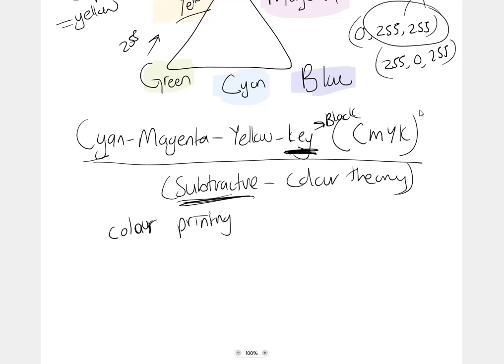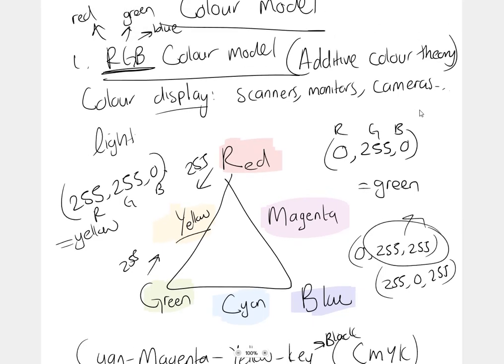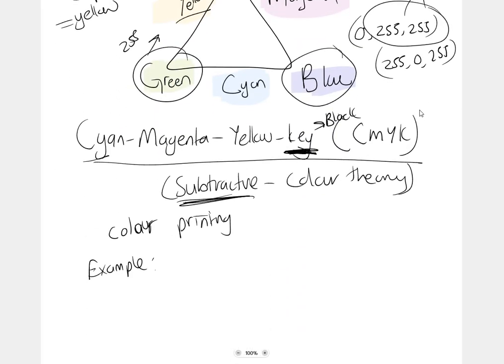Right, so let's do an example. Also notice one more thing: the primary colors for RGB were red, green, and blue. But the primary colors for subtractive color theory are different. They're cyan, magenta, and yellow. It's very important to remember that, because I'm probably going to ask you that question in the exam.